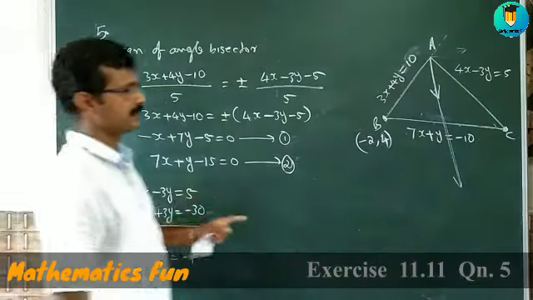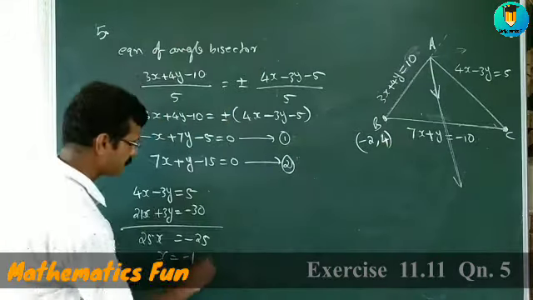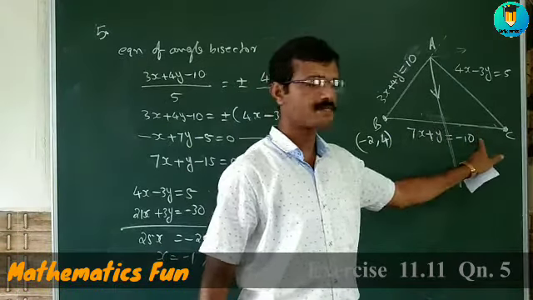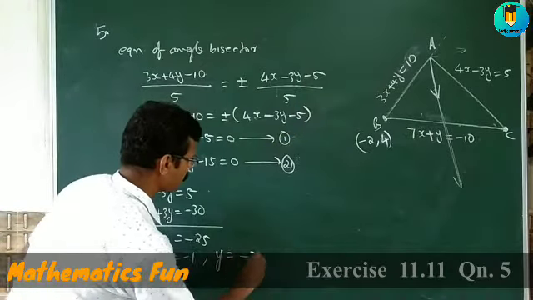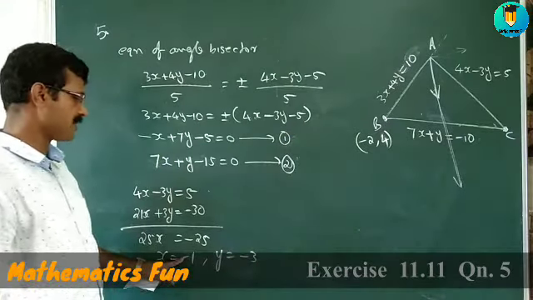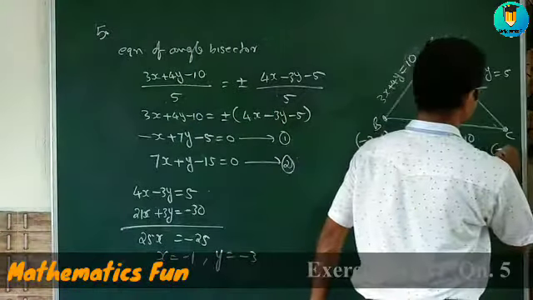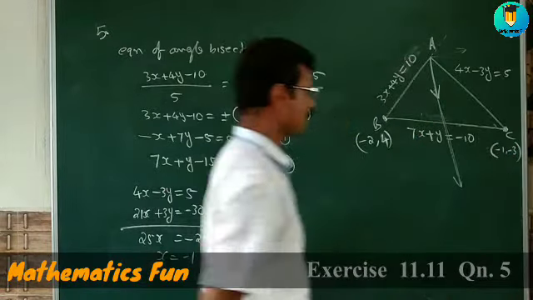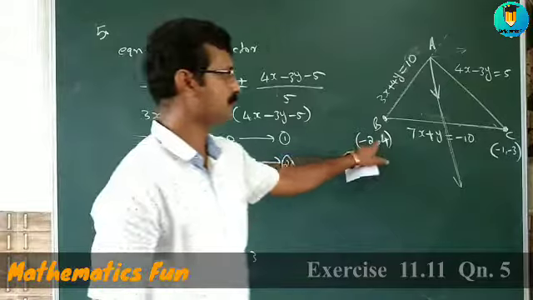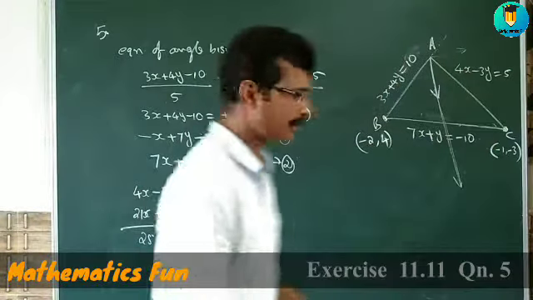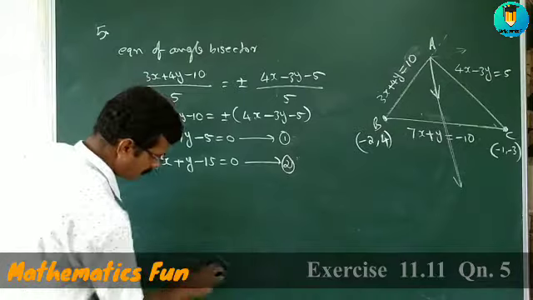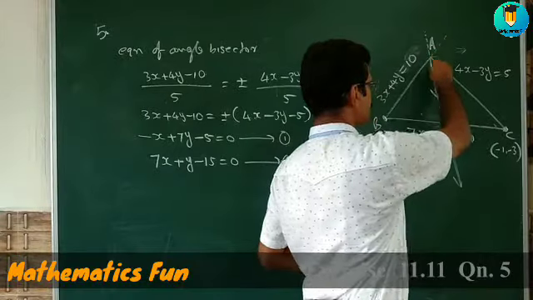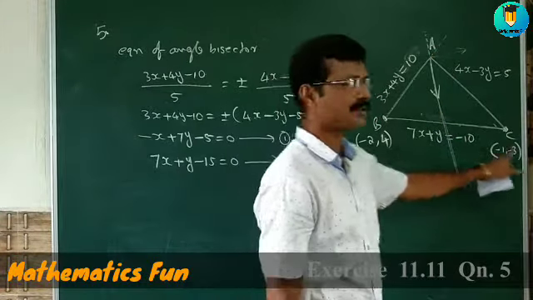I will put the x value here. So y is equal to, if x is minus 1, minus 7 to that side is plus 7, so minus 3. The point is minus 1 comma minus 3. So I got the points: this one is minus 2, 4, and this one is minus 1, minus 3. Both the points I got. Now I have to identify with respect to which angle bisector these two points are on the opposite side.